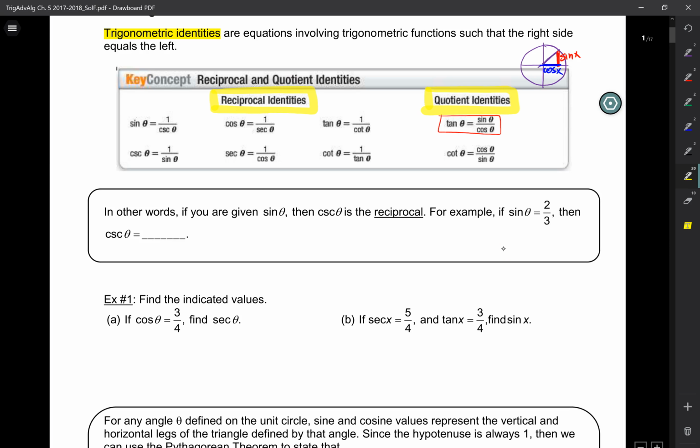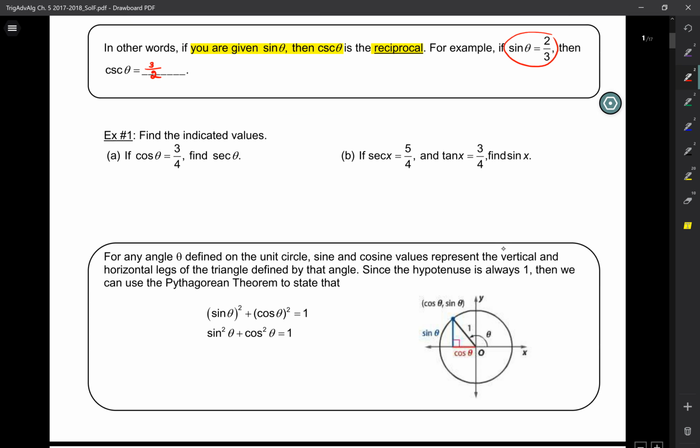In other words, if you're given sine of theta, then cosecant of theta is the reciprocal, right? So for example, if somebody tells you, hey, sine of theta is 2 over 3, then what would the cosecant equal to? 3 over 2. Okay? All right, so let's go through these two then. If cosine of theta is 3 over 4, what's secant of it? 4 over 3.